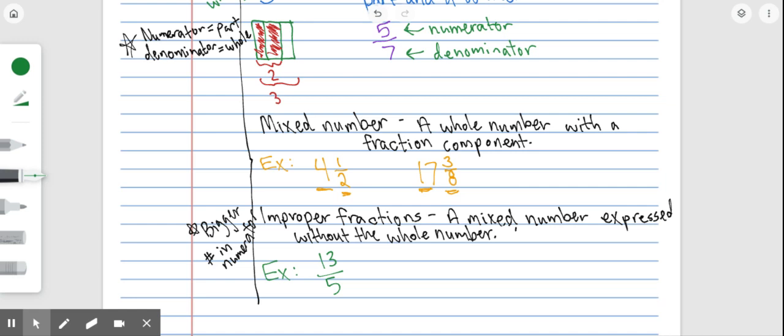All right, 13/5 is an improper fraction. And that's because this number, the numerator, is bigger, which means that when I reduce it, it would come out to look like a mixed number because it would have at least a whole, maybe 2 wholes, maybe 3 wholes, and then a part of an extra.